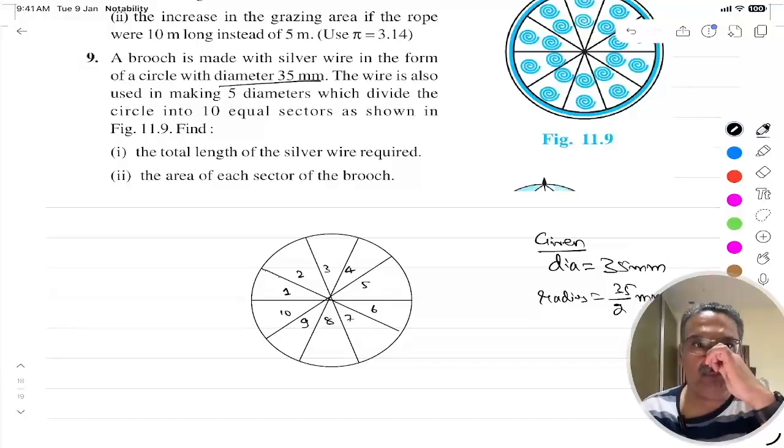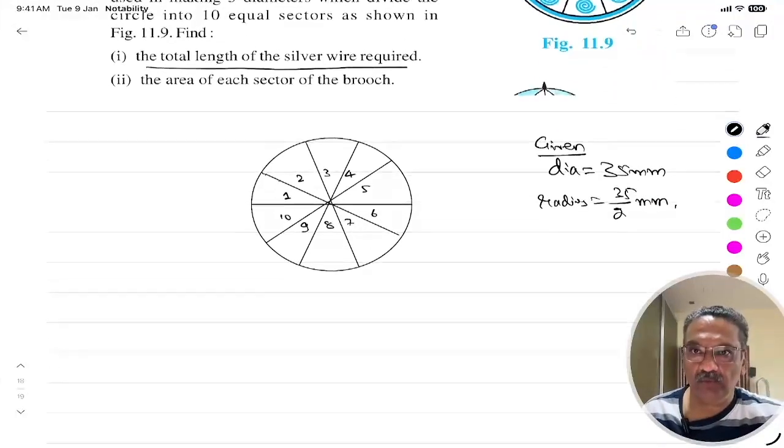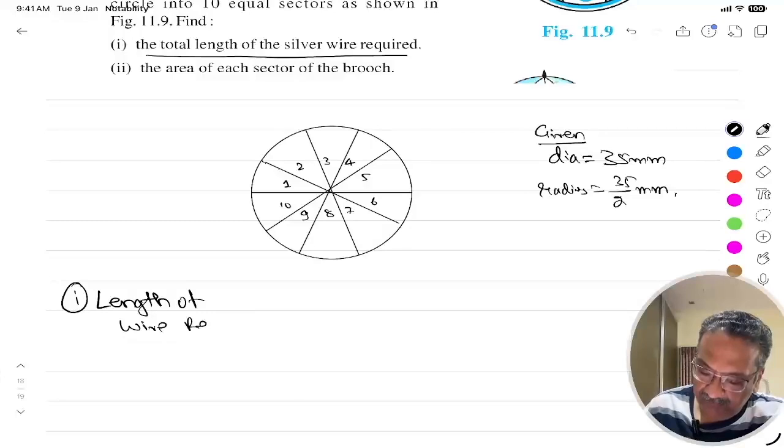Okay. Now what they have asked is the total length of the wire required. Okay. So what all have they made with the wire first? So the total length of wire, what all is there, see, length of wire required.